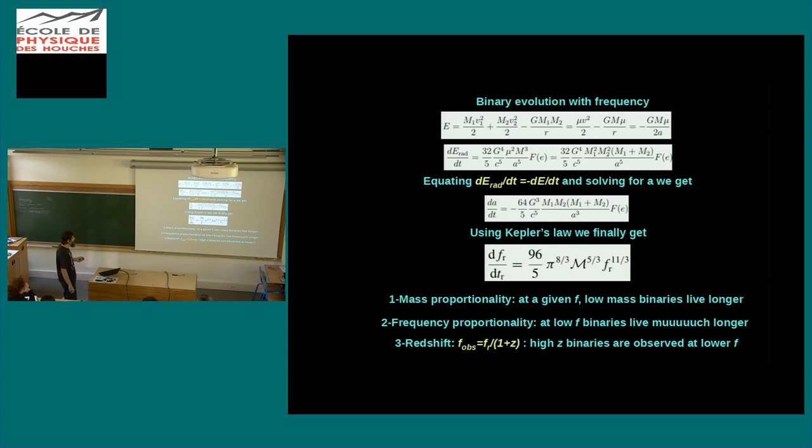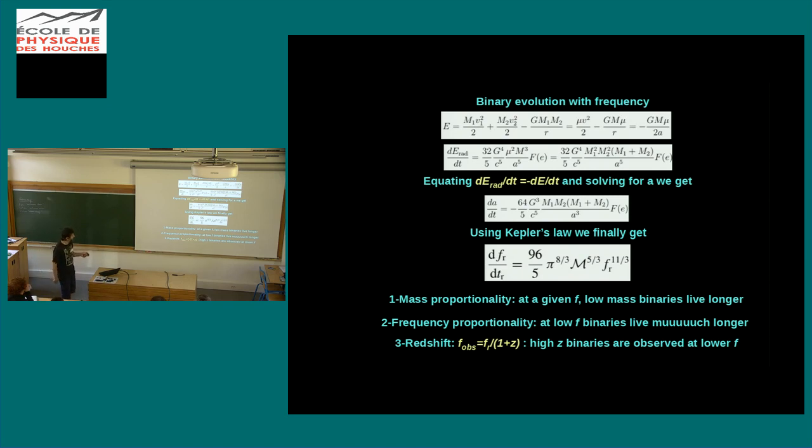Then you see that there is a huge dependence on the frequency, so for a given mass, low frequency binaries live much longer. If you have a binary at a very low frequency, it's going to stay there essentially forever. And as you move in frequency, you have what we call the chirp, right? The time the binary spends at a given frequency becomes shorter and shorter, and then you have this whoop, the chirp that you hear when you convert the LIGO signals into sound.